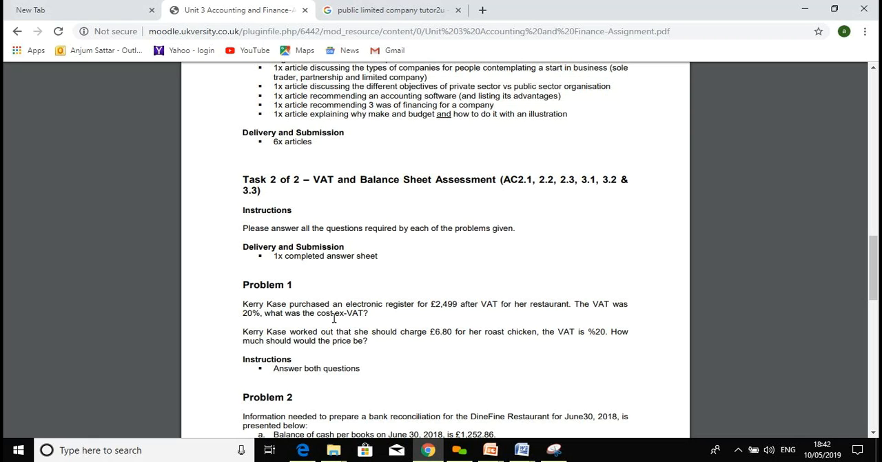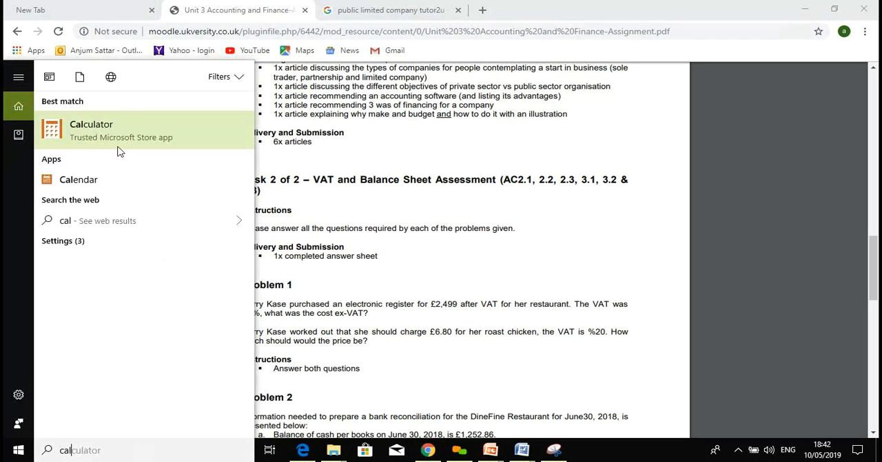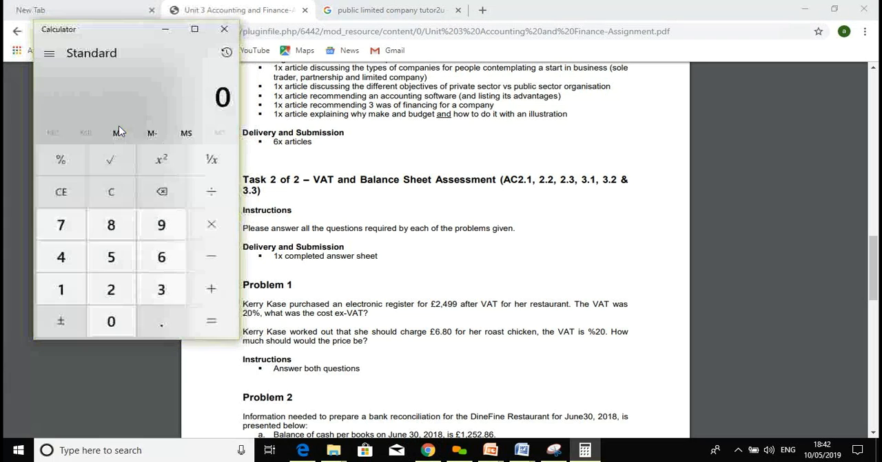If you want to be excluding VAT, the first thing is you divide by 6. 24.99 divided by 6, we'll find the VAT figure. Okay, I'll calculate. 24.99 divided by 6, that's the VAT figure, yeah? 4.16. That's VAT. So if I take the VAT figure out of this amount, the remaining will be without VAT, yes?